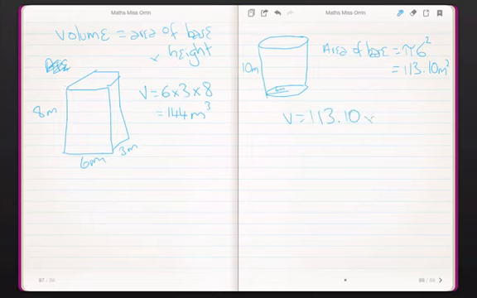Okay, now all we do to find out the volume, we take the area of the base, which we've just worked out, and we times it by the height. And this one's really easy because all we have to do is move the decimal point over, isn't it? So meters cubed, don't forget your cubed, okay?